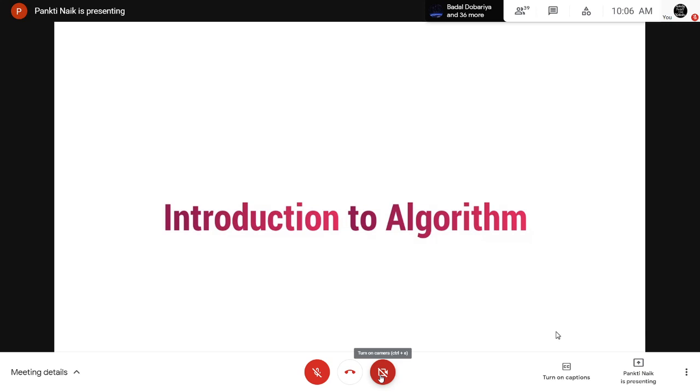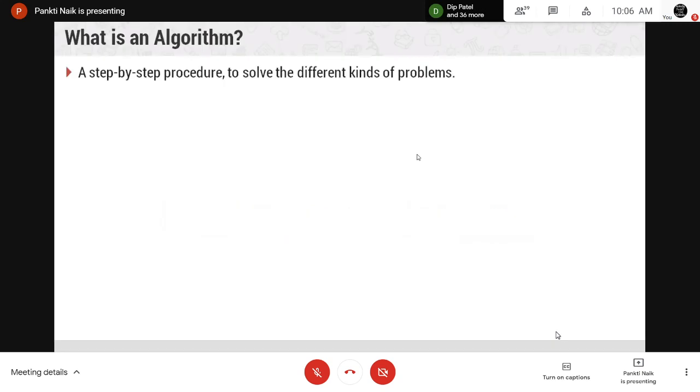Okay, so introduction to algorithm, right? Already we discussed what is algorithm. So whenever the definition of algorithm is asked in the exam, you have to write it like this: An algorithm is a step-by-step procedure to solve different kinds of problems, right?